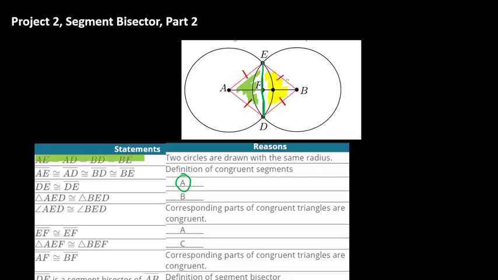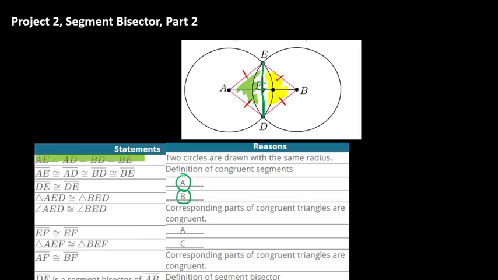I know that AE, BE, BD, AD are all congruent, and I know that ED is congruent to itself. So what theorem deals with proving congruence of triangles based on their sides being congruent? What is that called? And that's what you'll fill in for B.